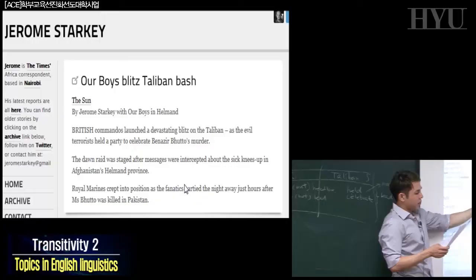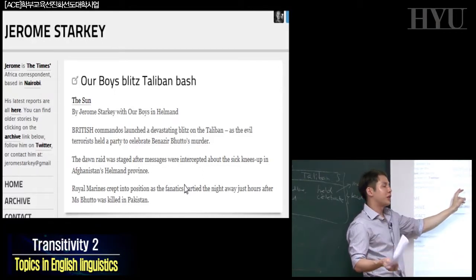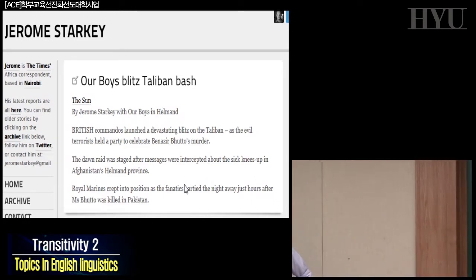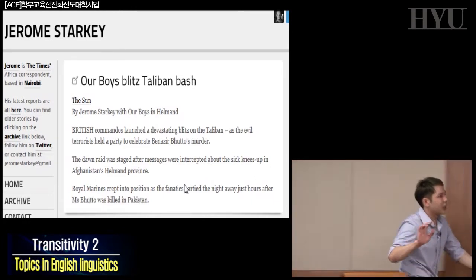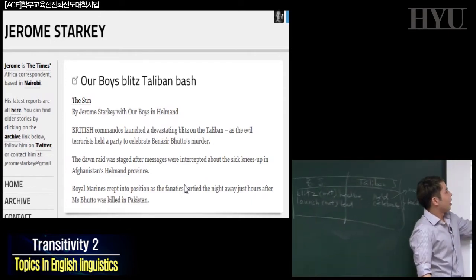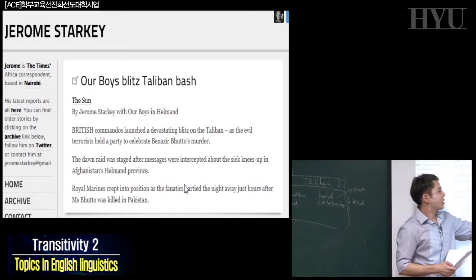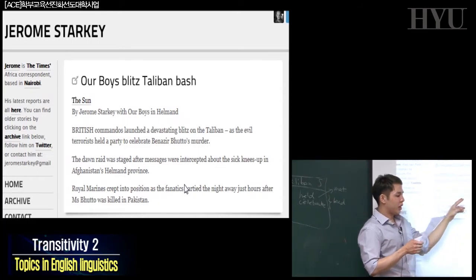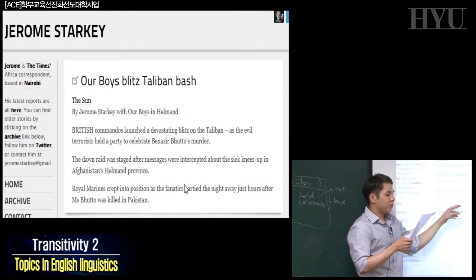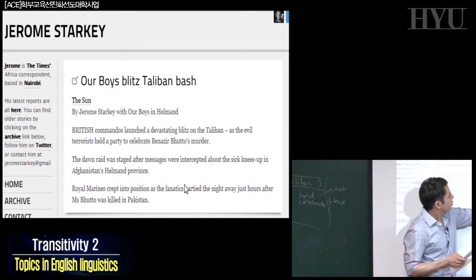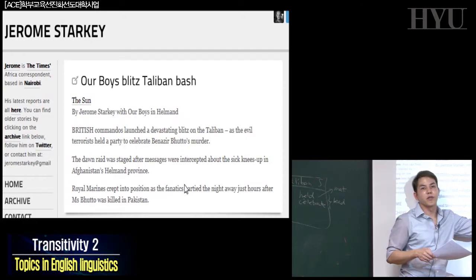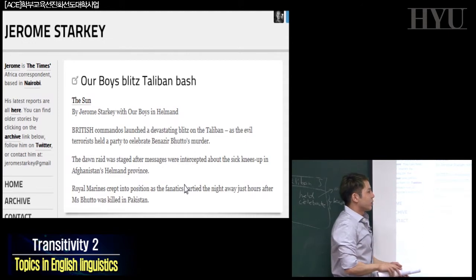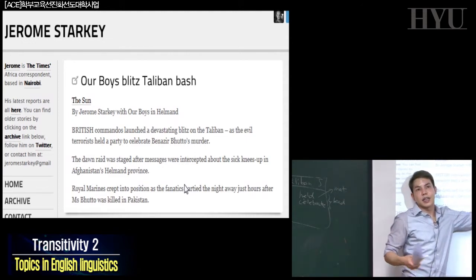In paragraph 1, even though you don't see either of those sides: the dawn raid was staged after messages were intercepted about the sick knees up in Afghanistan's Helmand province, right? Knees up is an informal word for party, okay? Knees up is like bash, so it's party. So sick is like, oh, that's sick, disgusting, right?